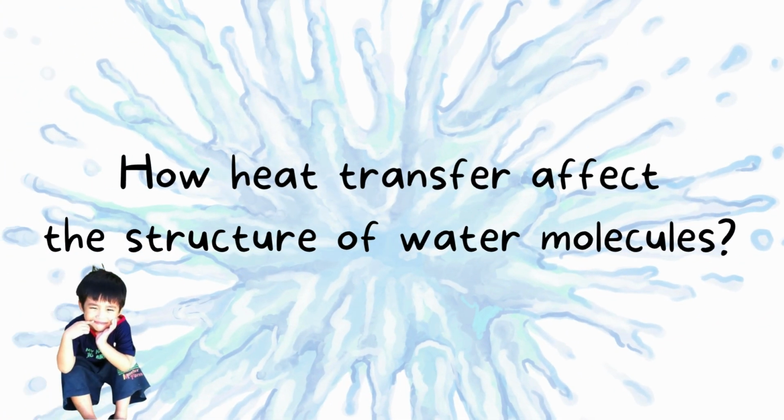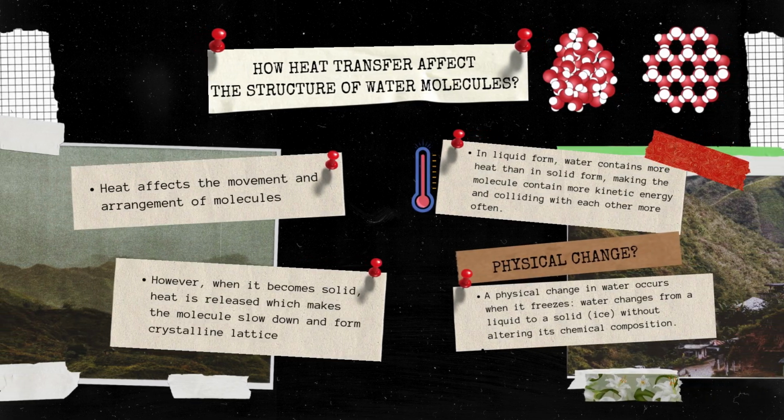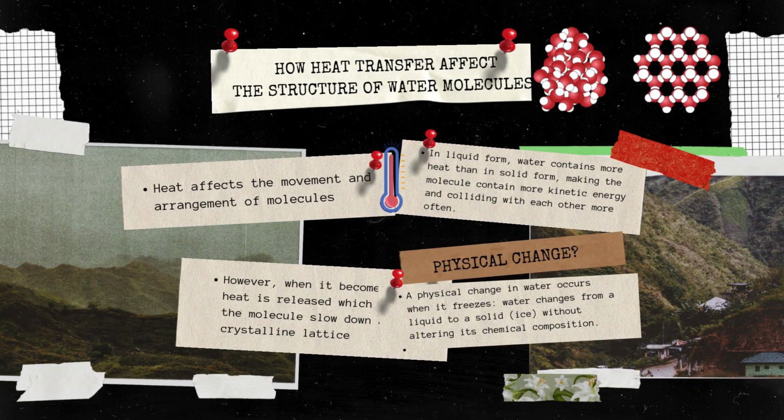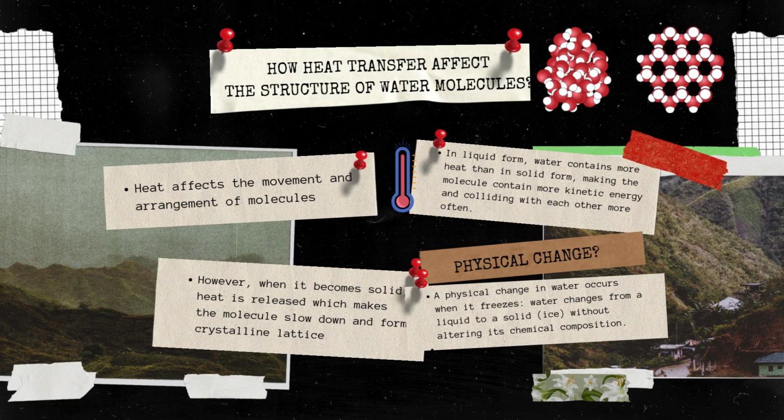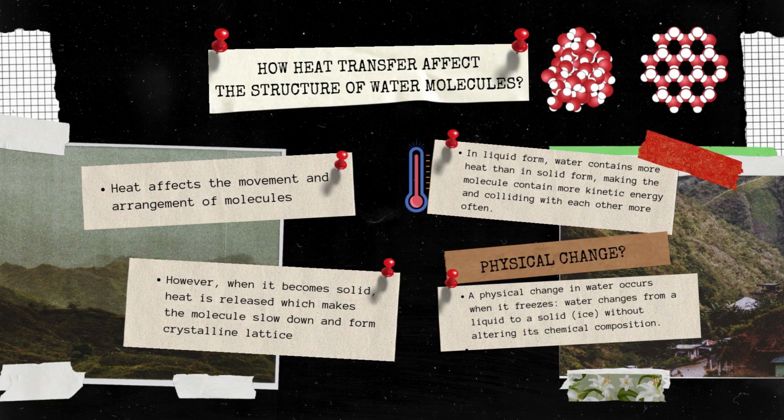Next is how heat transfer affects the structure of water molecules. Heat affects the movement and arrangement of water molecules. In liquid form, water contains more heat than in solid form, making the molecules contain more kinetic energy and collide with each other more often. However, when it becomes solid, heat is released, which makes the molecules slow down and form a crystalline structure like this.